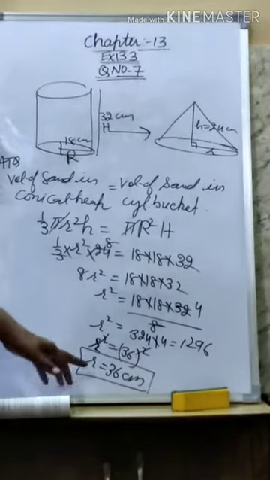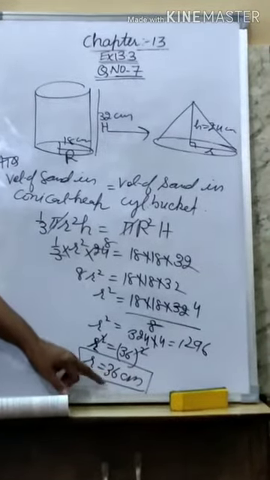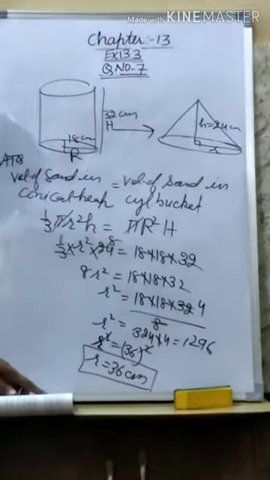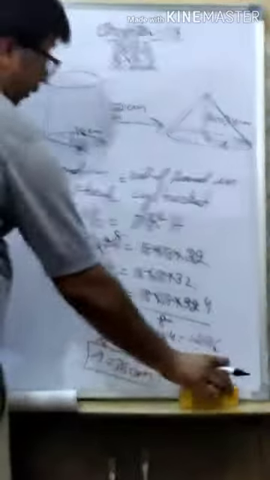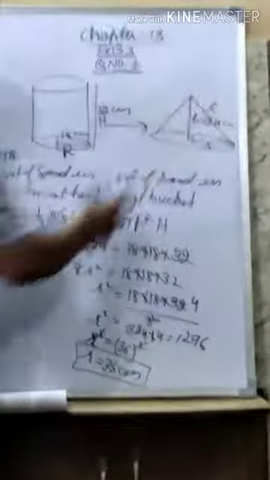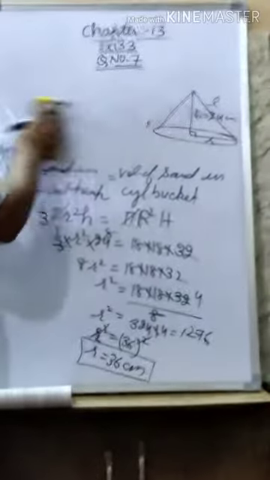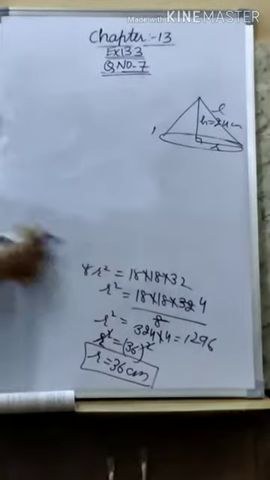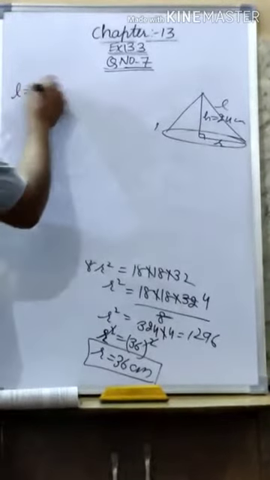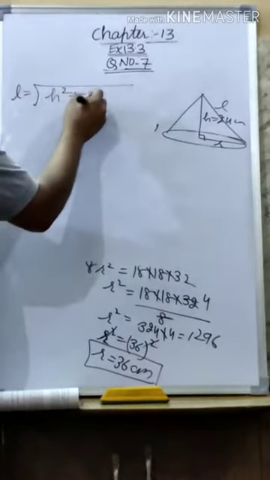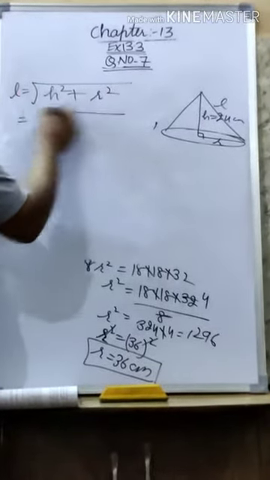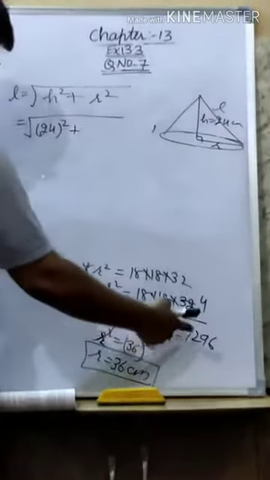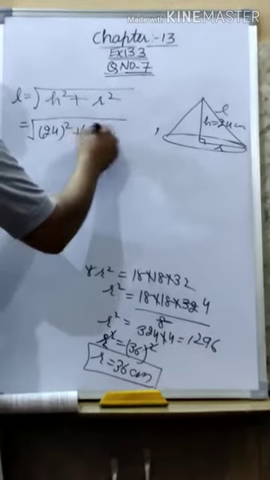So my dear students, this radius r is 36, this is the radius of the conical heap. Clear this? Now next he is asking to find the slant height of the heap also. What is the slant height of the heap? The slant height formula of a cone you know very well: under root h square plus r square. So h is 24 square and r is 36 square.